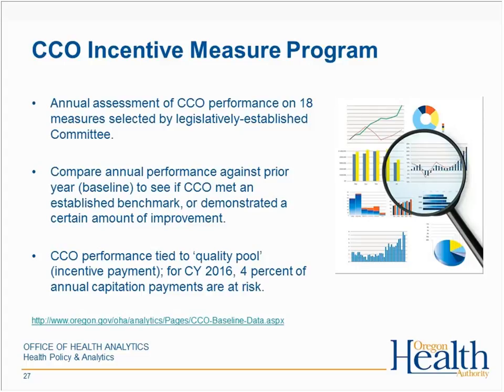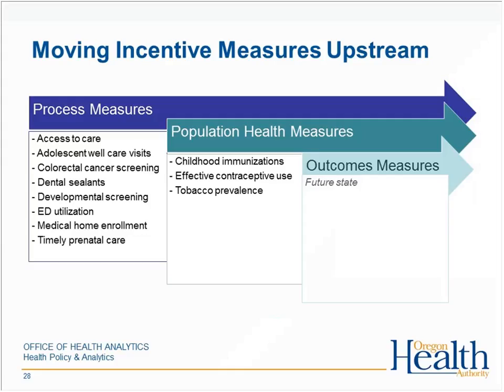So our program has been evolving a little bit since we started. Next slide. And you can see here that our initial measure set was very traditional. In about 2012 and 2013, we started with your standard HEDIS quality measures. They're very process and access focused, so adolescent well care visits, colorectal cancer screening, emergency department utilization.